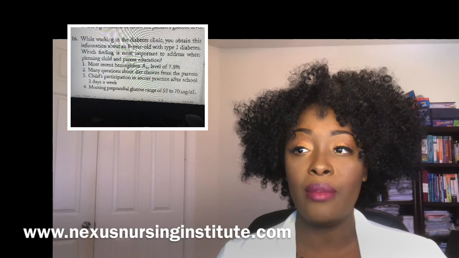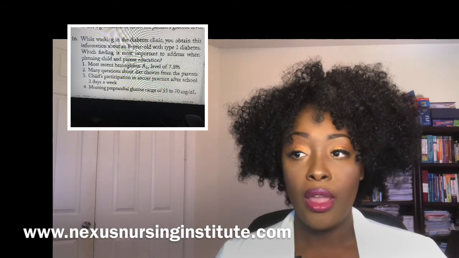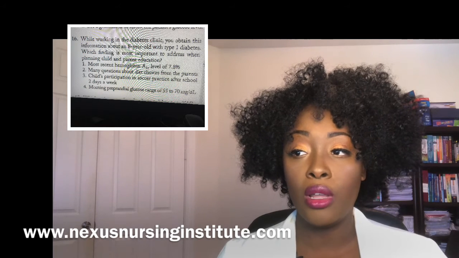While working in the diabetic clinic, you obtain this information about an 8-year-old with type 1 diabetes. Which finding is most important to address when planning child and parent education? 1, most recent hemoglobin A1C level of 7.8. 2, many questions about diet choices from the parents. 3, child participation in soccer practice after school 2 days a week. Or 4, morning preprandial glucose range of 55 to 70. I'll give you guys a moment to think of your answer.